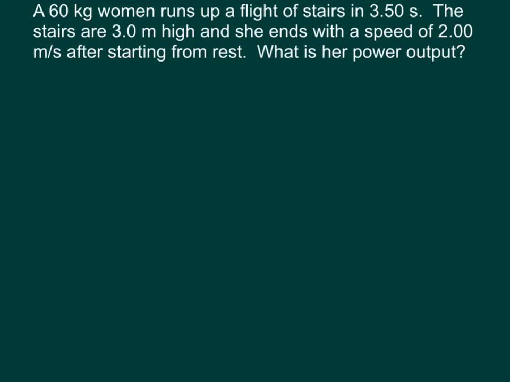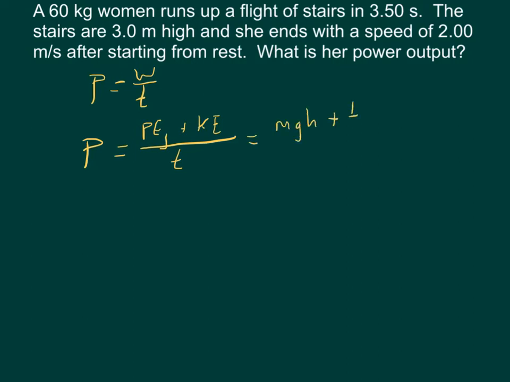So here's a quick sample problem with power. We have a woman running upstairs, and power is going to be work over time. Now the work that is done, or the energy output here, comes from two sources, right? She's going up the stairs, so she gains gravitational potential energy by going up from 0. And she's also going to have some kinetic energy at the top of the stairs because of her speed. So those together are going to be our work, divided by time. That's going to be mgh for our potential energy, 1/2 mv squared for our kinetic energy, divided by time.